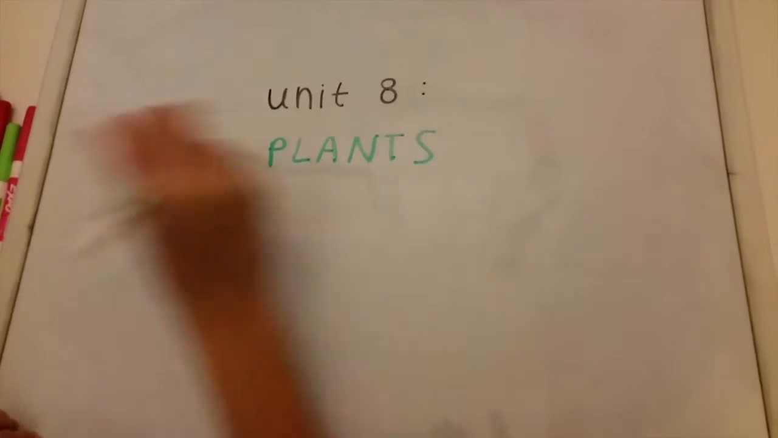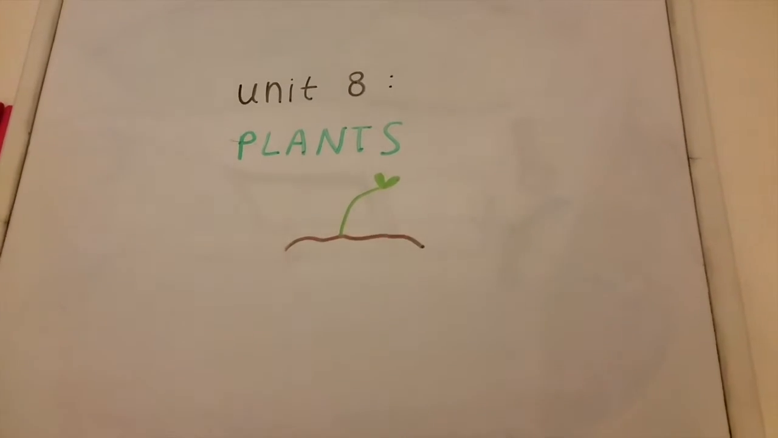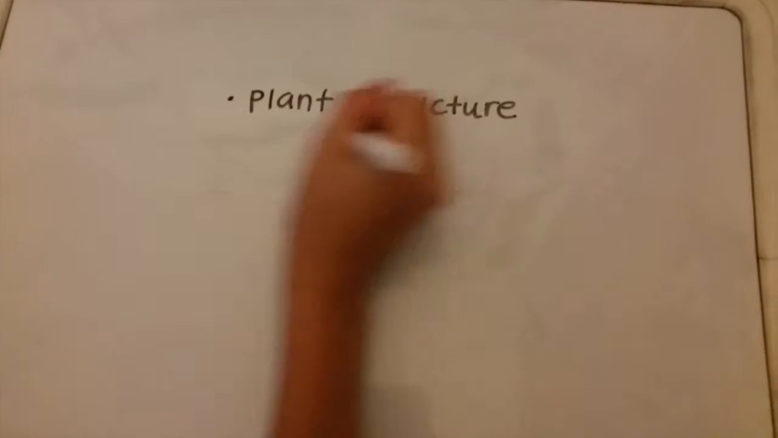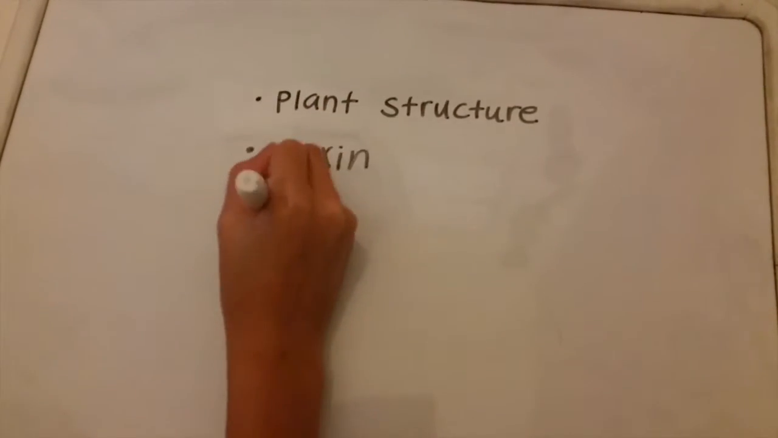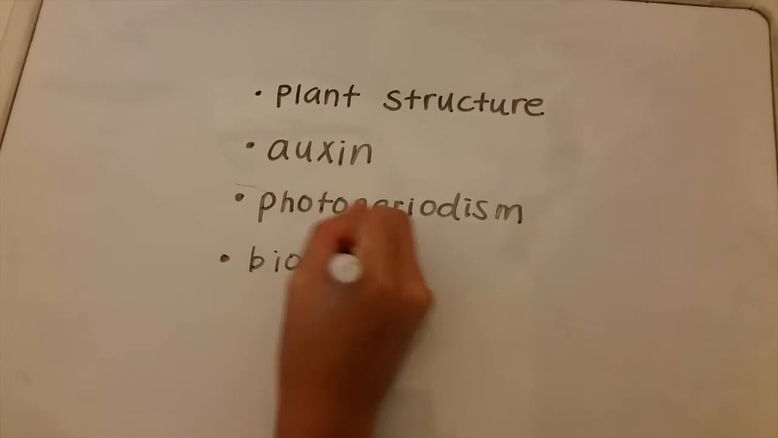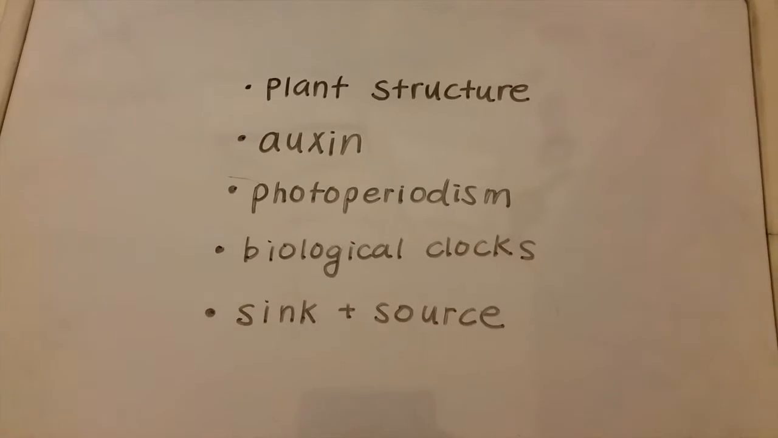Unit 8, Plants. In this video, we will cover plant structure, focusing mostly on the endodermis, auxin, photoperiodism, biological clocks, and sinks and sources of sugar.